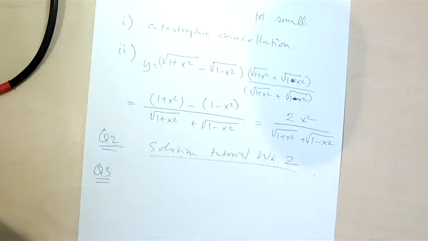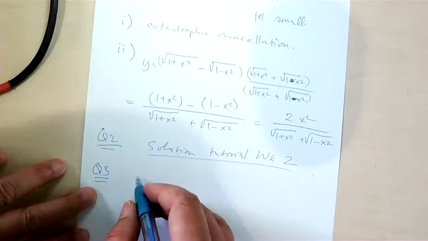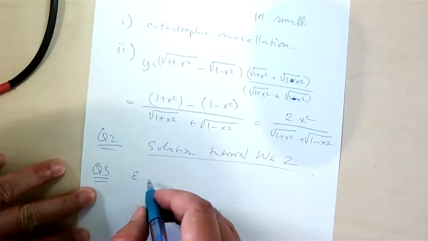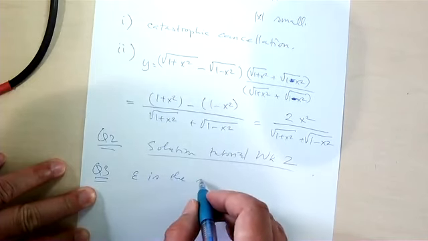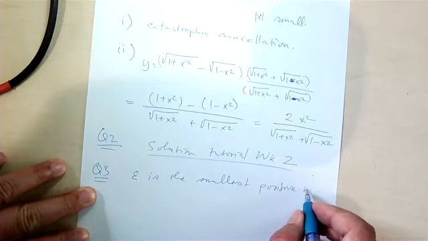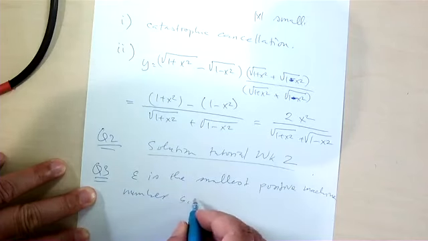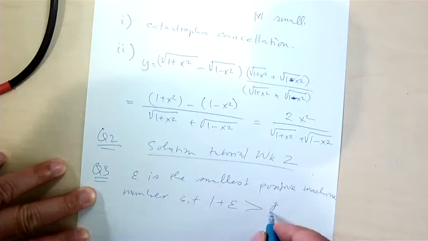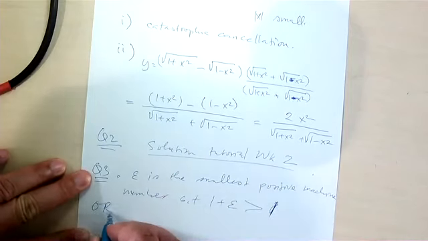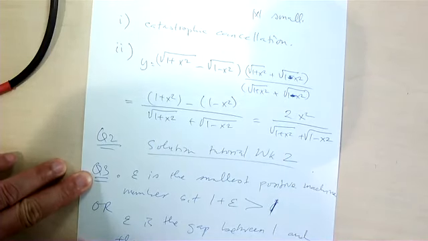Okay. So question 3. What is the relative machine precision? You can define it either way. You can define that epsilon is the smallest positive machine number so that 1 plus epsilon is bigger than 1, yeah? Or you can say that epsilon is the gap between 1 and the next machine number.